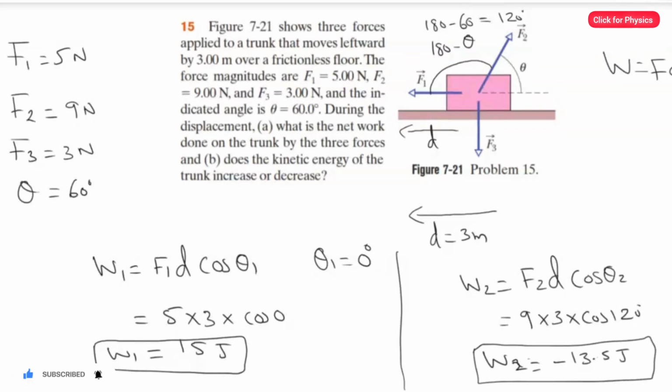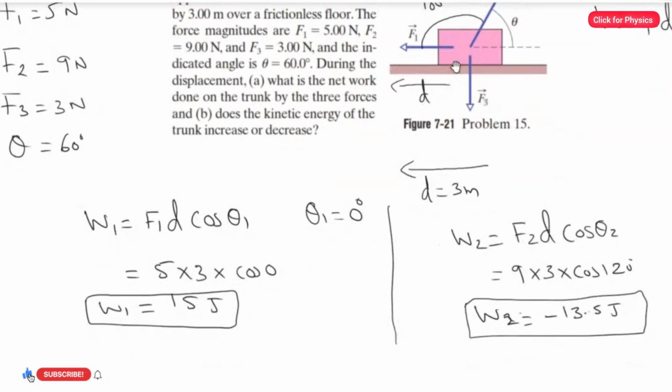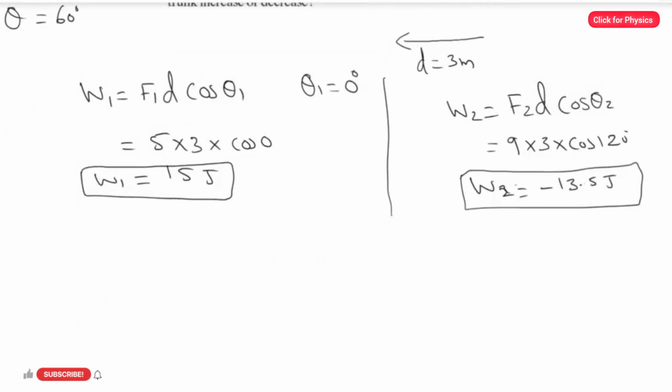Now we have to find the third work done, for F3, and here it's very easy. You can see the object is moving in the leftward direction and the force applied, F3, is in the downward direction. That means the angle between D and F3 is 90 degrees. So cosine of 90 degrees is equal to 0. So W3 is equal to F3 multiplied by D cosine of theta 3, where theta 3 is equal to 90 degrees.